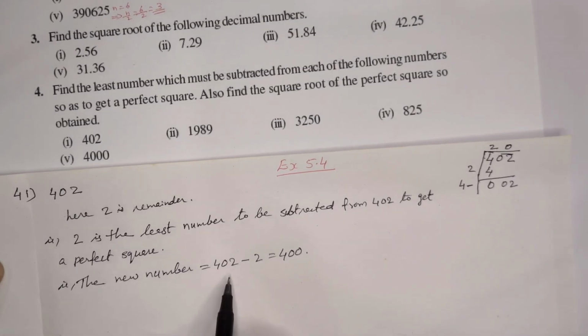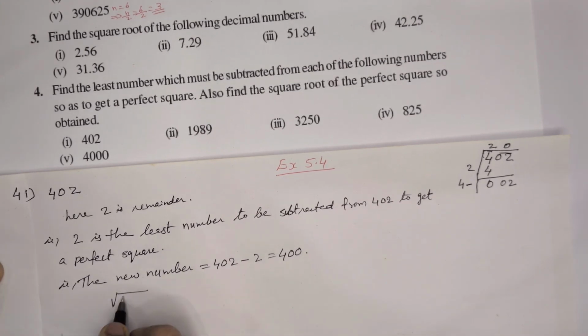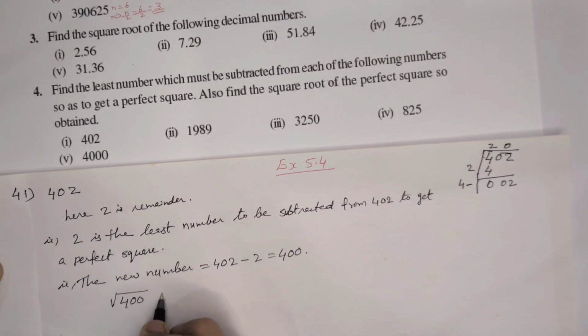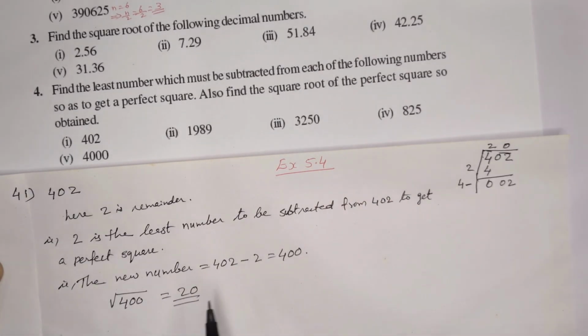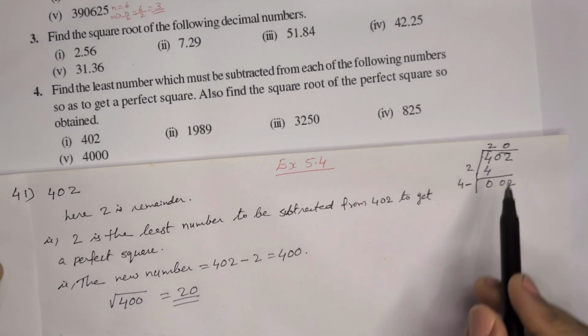So the new number is 402 minus 2, which is equal to 400, and the square root of that new number 400 is equal to 20. Find the square root of the perfect square. So here 400, that is 20.